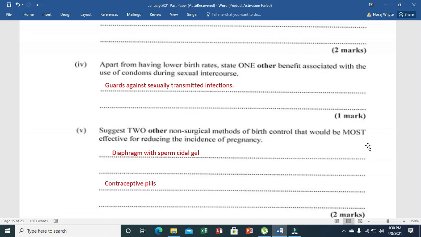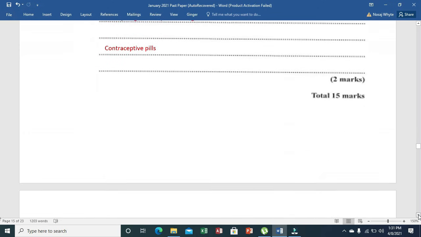and of course prevents pregnancy. So, state two other non-surgical methods of birth control that would be most effective for reducing the incidence of pregnancy. All right, non-surgical. We know that surgical would be like tubal ligation and vasectomy. So the diaphragm with spermicidal gel is of course non-surgical, and of course contraceptive pills, those would also be non-surgical. So that's our answer there. Of course you might have something that is different. Now let us move right along.